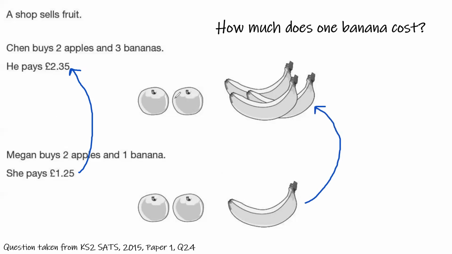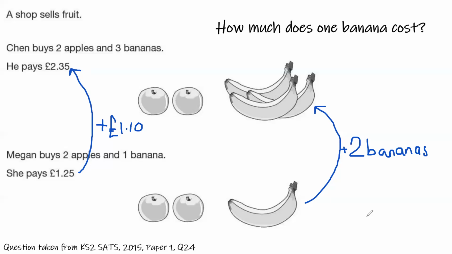So we've got 2 apples in both of them. This one we've got 1 banana, this one we've got 3 bananas. So we've got 2 bananas. As we go from this set of fruit to this set of fruit, we're adding 2 bananas. So similarly, if we're going from £1.25 to £2.35, we are adding £1.10. Okay, so when we add 2 bananas, the cost goes up by £1.10.